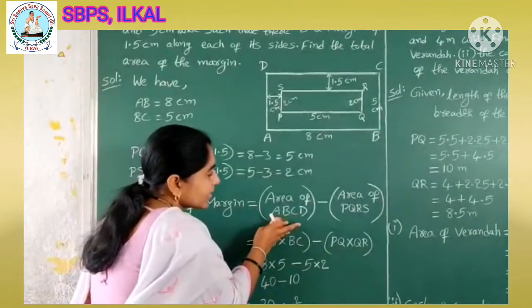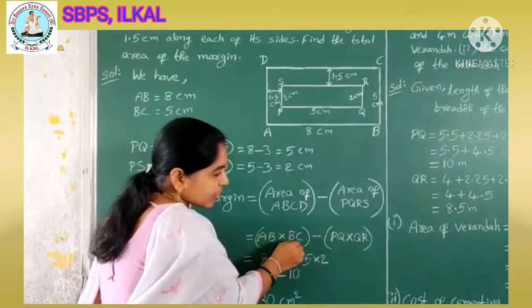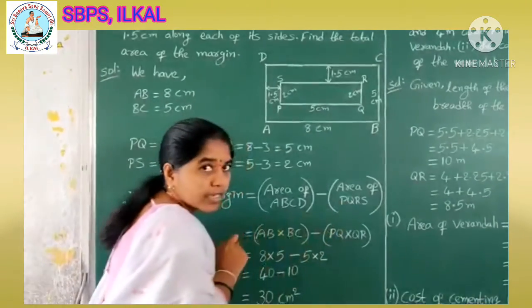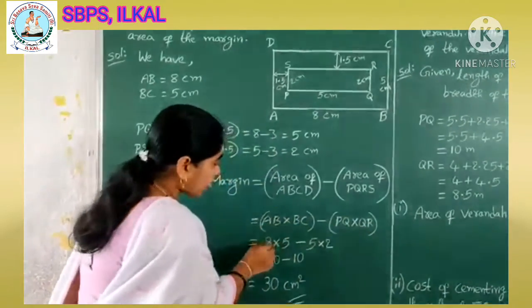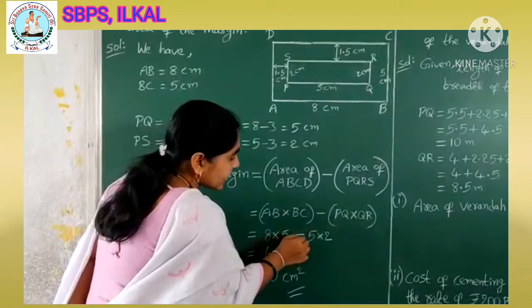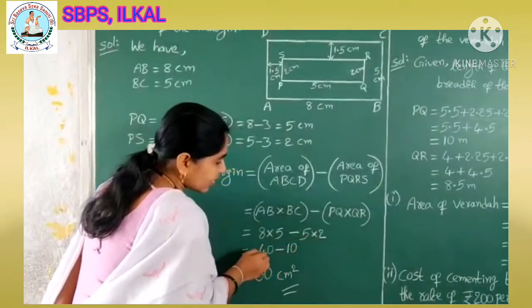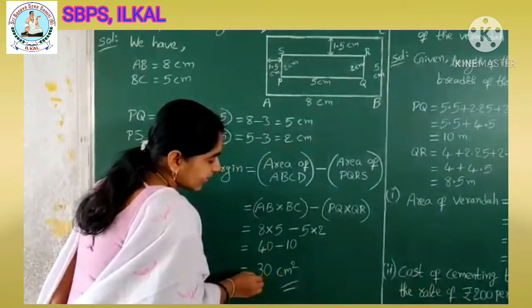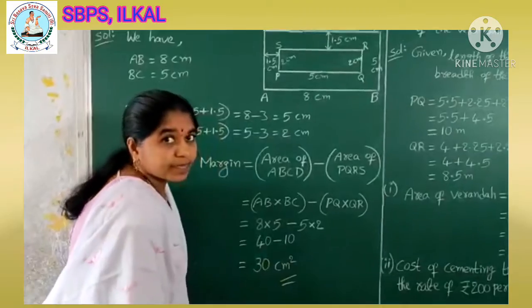to area of ABCD means length into breadth. Here length is AB and breadth is BC children, minus area of PQRS, in that length and breadth PQ and QR. Okay, which is equal to 8 into 5 minus 5 into 2. 8 5s are 40 minus 5 2s are 10. 40 minus 10 gives 30. Therefore, area of the margin is equal to 30 square centimeter.